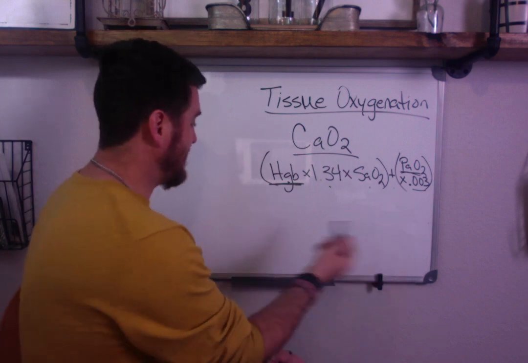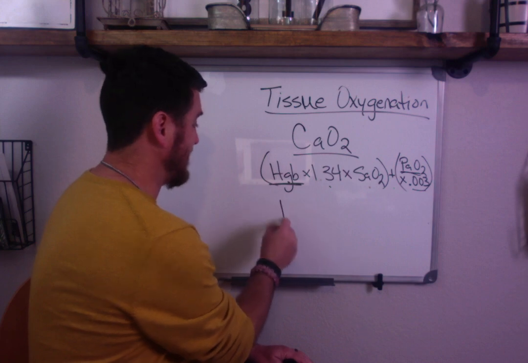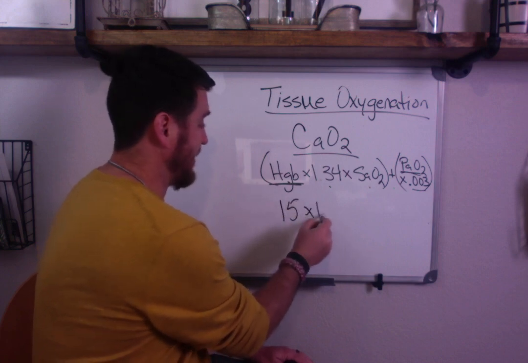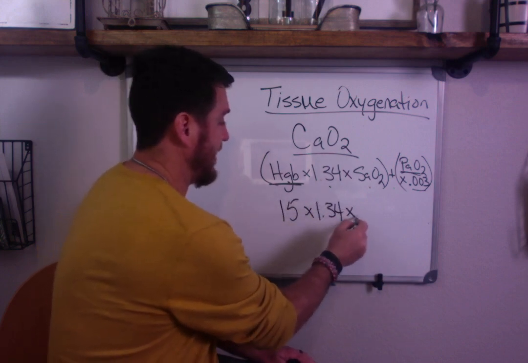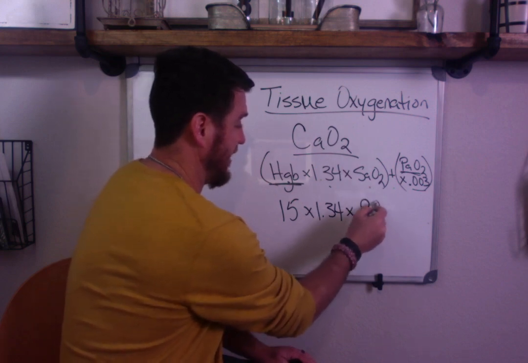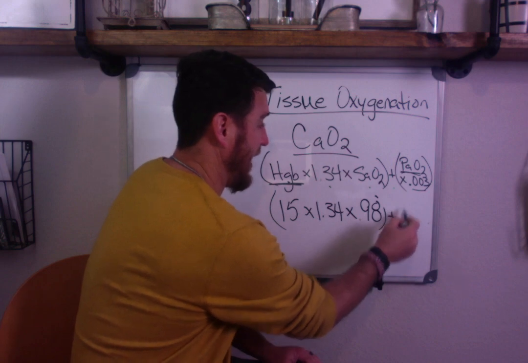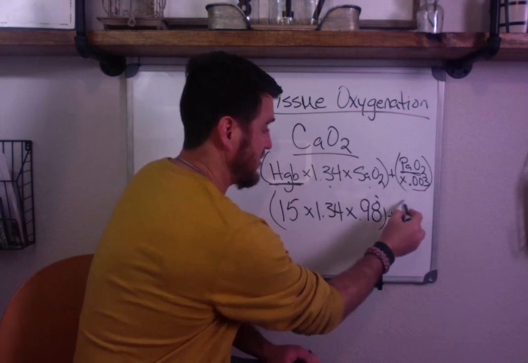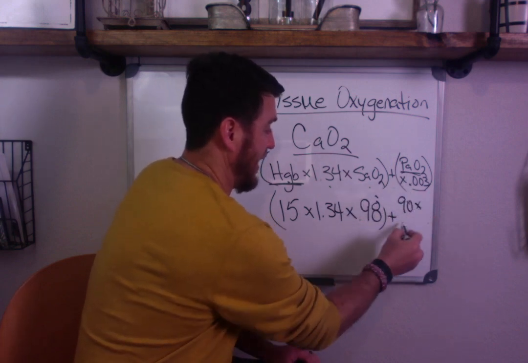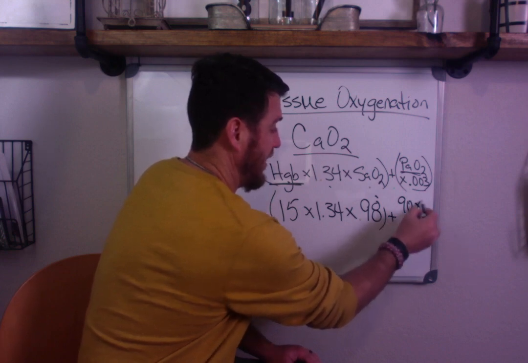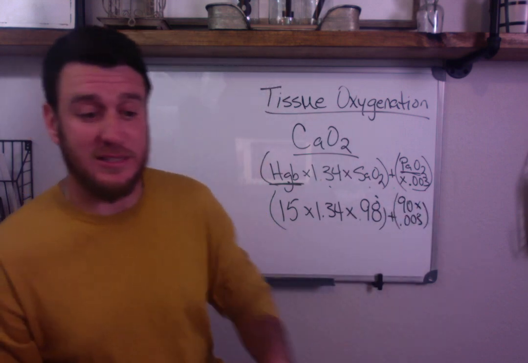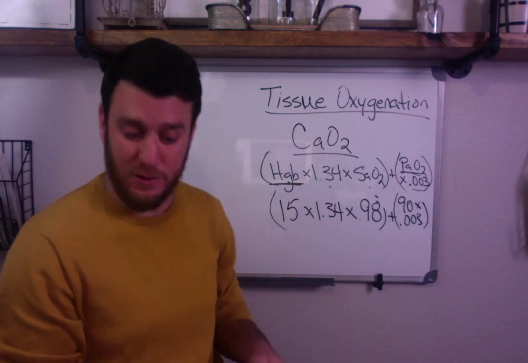Okay, now if we take a normal hemoglobin, let's just say 15, we multiply it times 1.34. We take a patient who is oxygenating, has a normal saturation, we get something like this. And then we add this to little PaO2, let's just go with 90, times 0.003. Let's see if we get a normal value, okay?